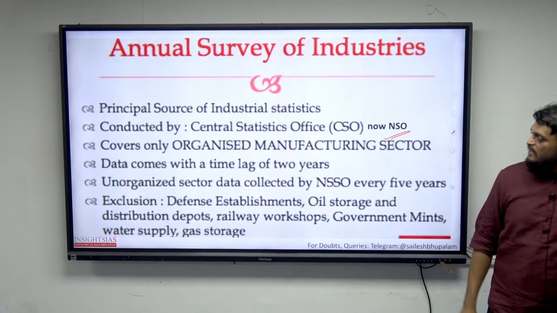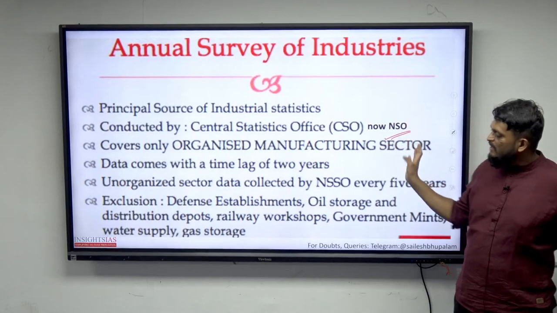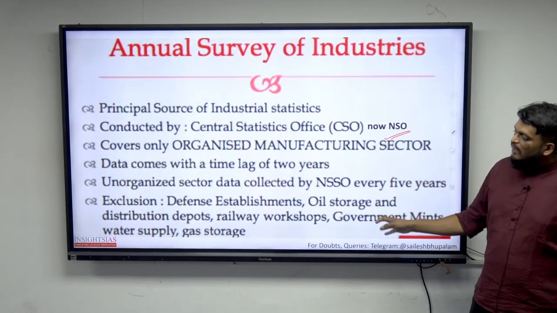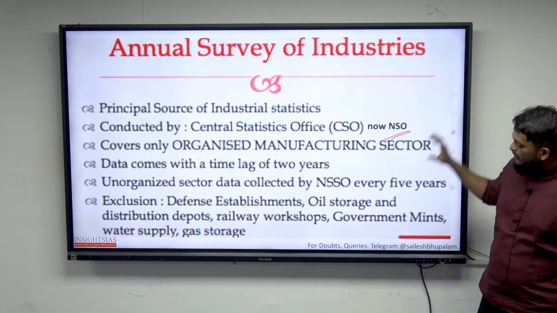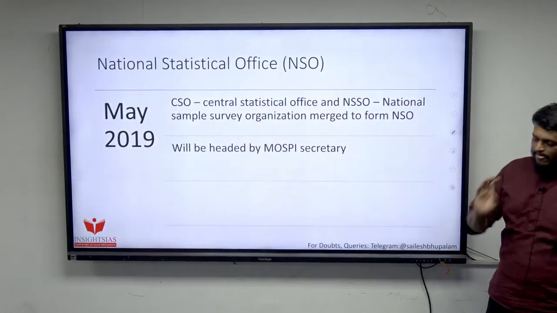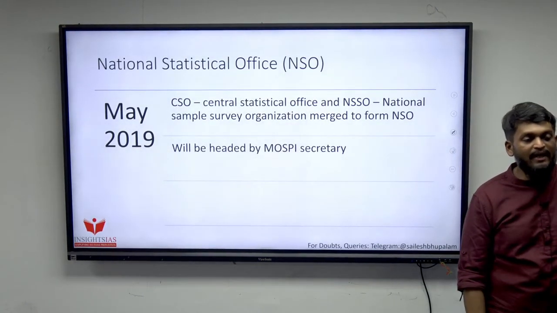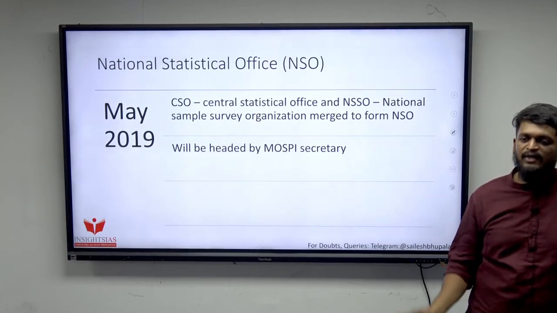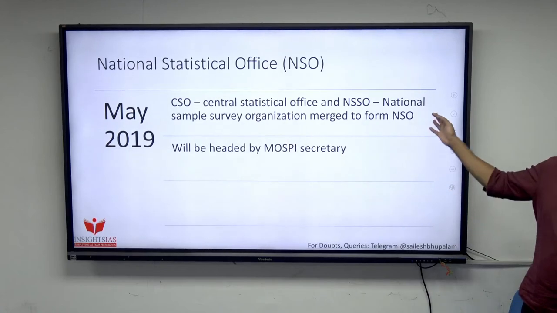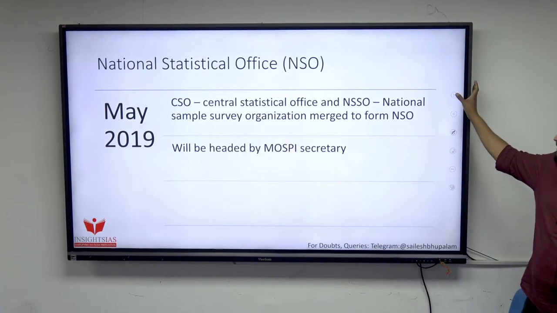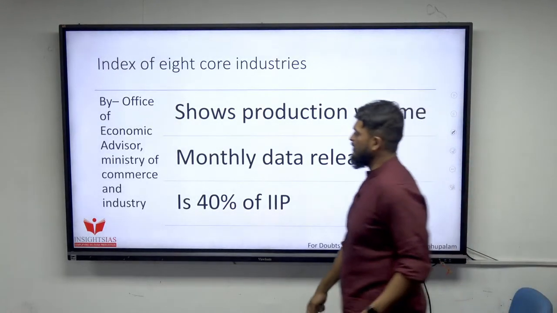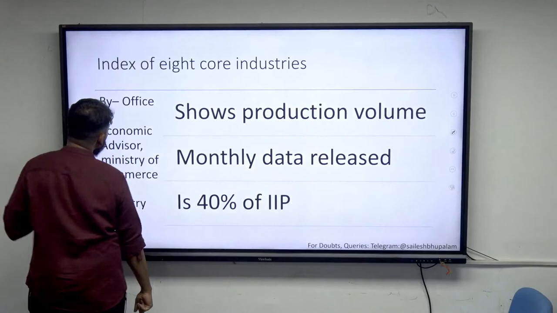So actually, as of now, this ASI will only consider the organized sector, and there are many exceptions. Different exceptions are given for different reasons. We don't need to know these for the UPSC exam, but if you know the difference between this IIP and the Annual Survey of Industries in general, then it is enough to be able to answer questions. This part we just discussed, that the merger of both has happened to create NSO.